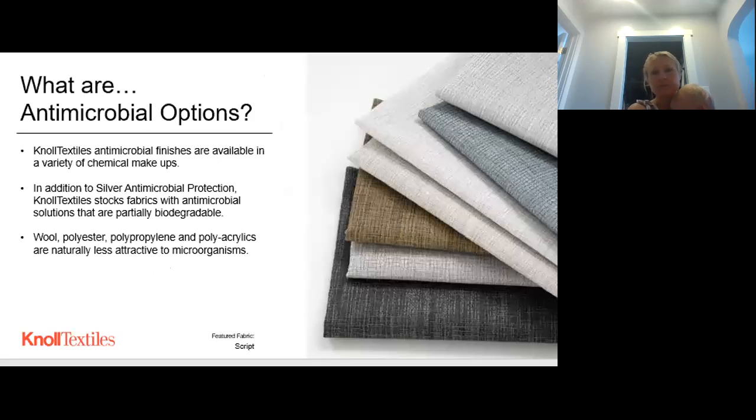Now let's go on a brief sidebar to discuss antimicrobial finishes in a little bit more detail. You have likely heard about some of the health and environmental concerns regarding the chemicals used in antimicrobial fabrics. The reality is that these chemicals provide an antimicrobial property, so there may be some trade-off for the client when deciding what is most important to them.